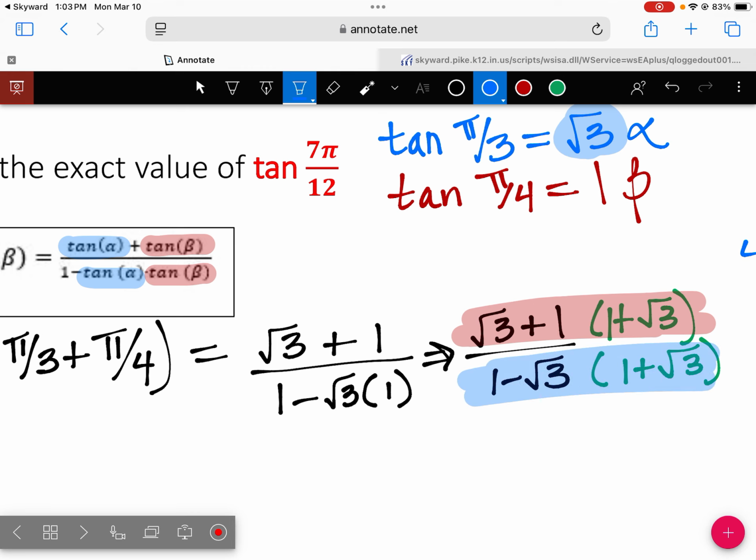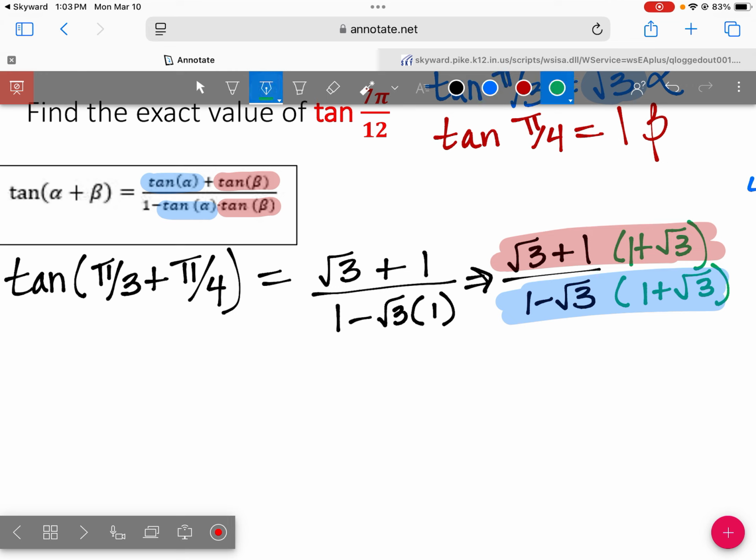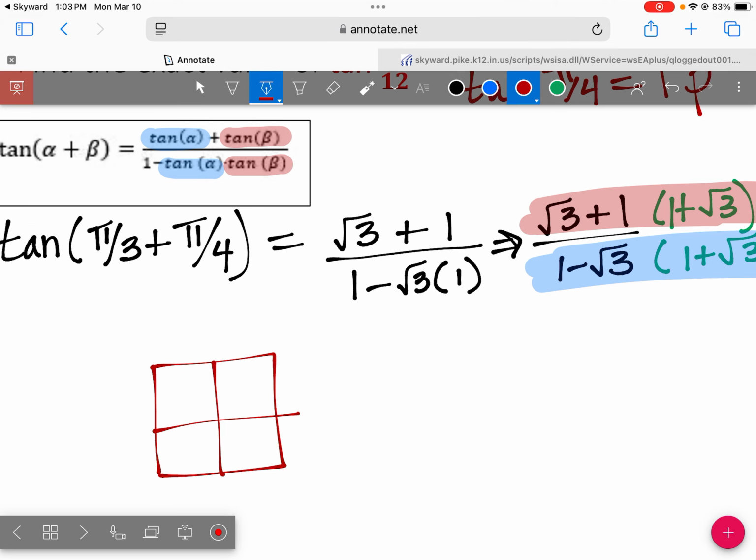So I'm going to give you a chance to do that. So we have, I'm going to do my numerator in red. So I have the square root of 3 plus 1 over 1 plus the square root of 3. That's the numerator.